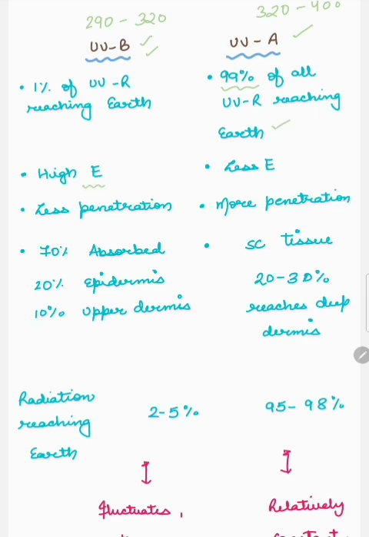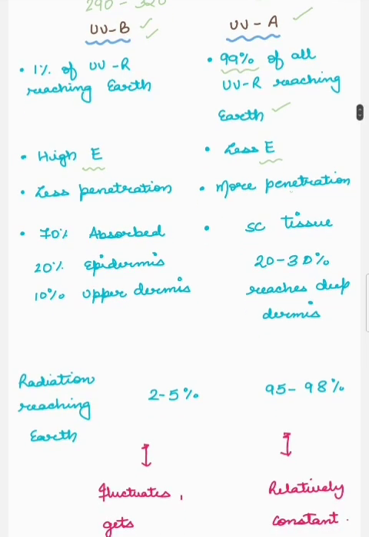UVB is very high energy, whereas UVA comparatively has less energy. Now what about penetration? Penetration usually depends on the wavelength. More the wavelength, more the penetration. So UVA has more penetration, whereas UVB has less penetration. Now till where do these rays reach in our body? UVB, because obviously it has less penetration, only reaches till the upper dermis. 70% of it is absorbed, 20% reaches the epidermis and 10% reaches the upper dermis.